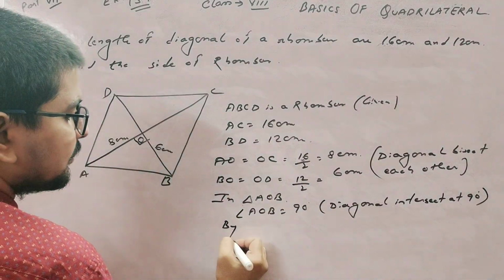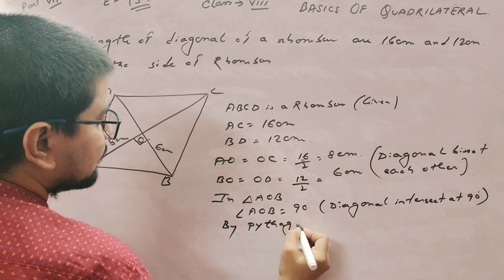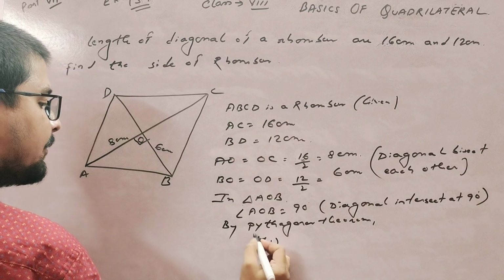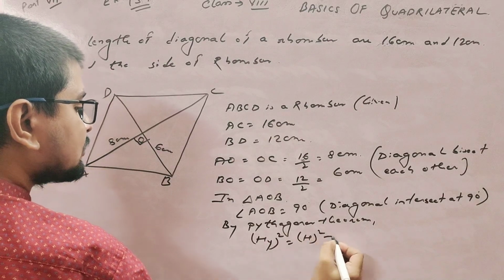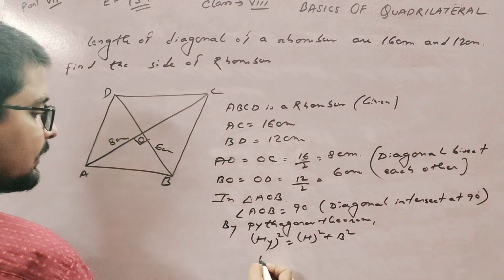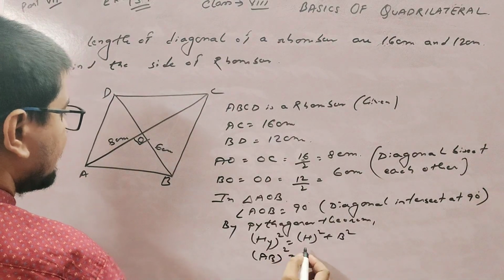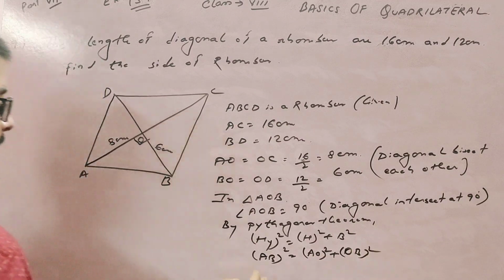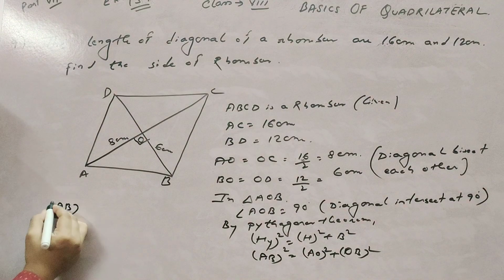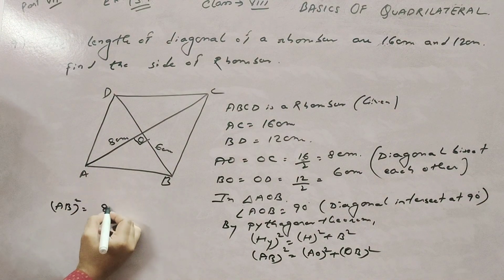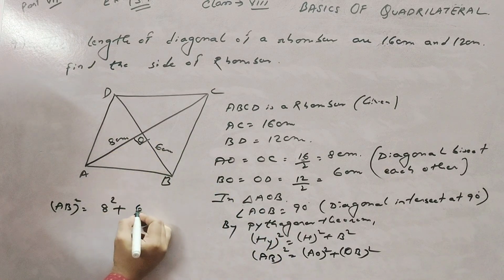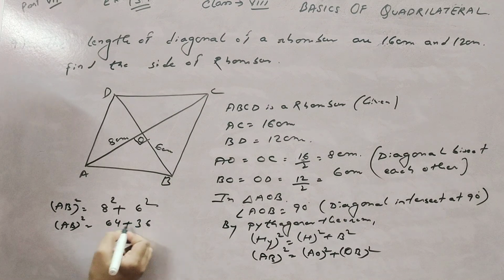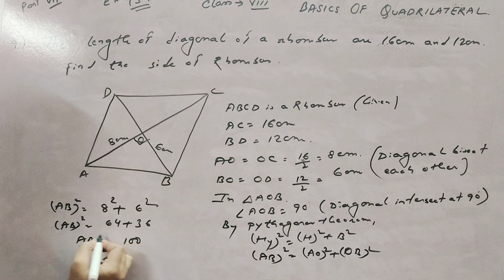So by Pythagoras theorem, hypotenuse square equals height square plus base square. So hypotenuse is AB square, height is AO square and base is OB square. Okay, so AB square equals, in place of AO write 8 square, in place of OB write 6 square. So AB square equals 64 plus 36, so AB square equals 100.